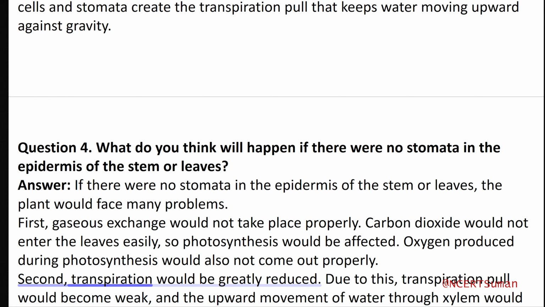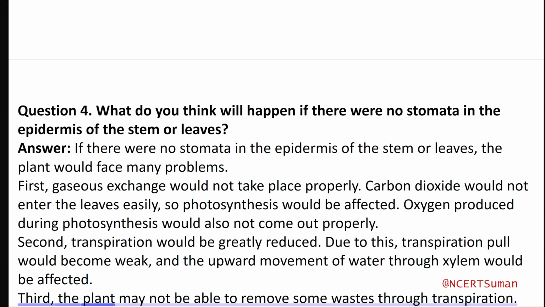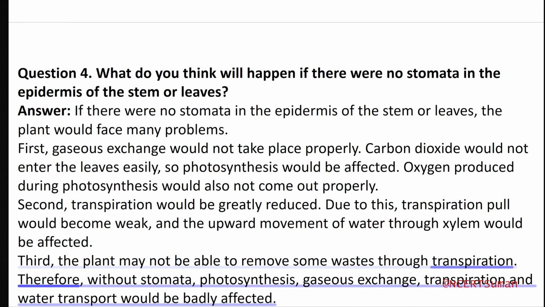Second, transpiration would be greatly reduced. Due to this, transpiration pull would become weak, and the upward movement of water through xylem would be affected. Third, the plant may not be able to remove some wastes through transpiration. Therefore, without stomata, photosynthesis, gaseous exchange, transpiration and water transport would be badly affected.